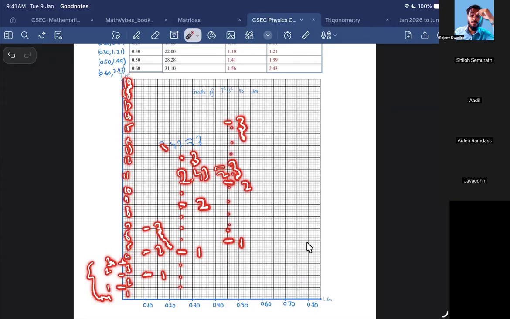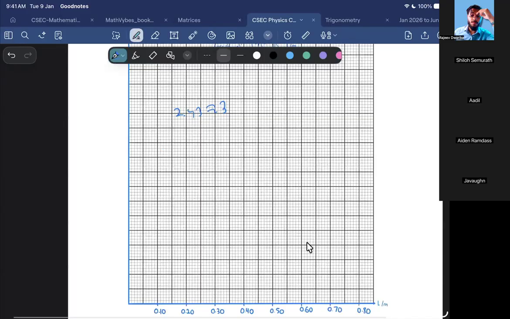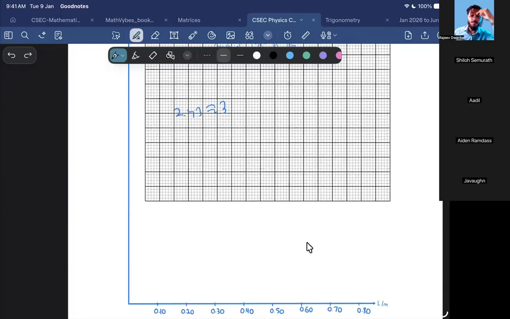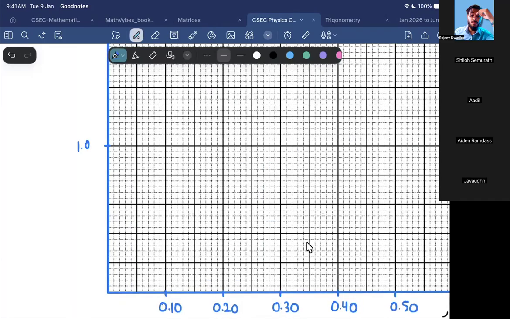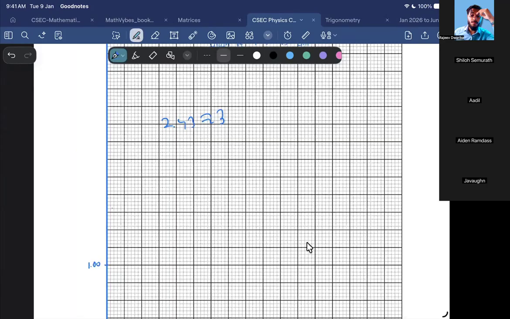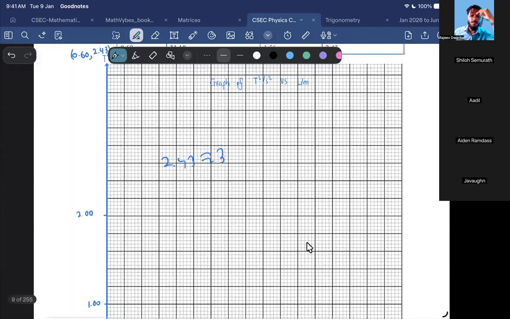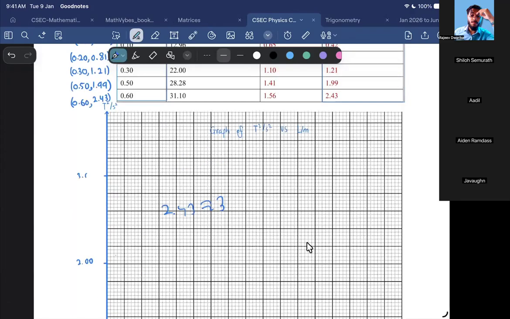Everybody okay with how we're figuring out the graph? Javon, Aidan, Adil, Shiloh, everybody okay or no? Yes, sir. Alright, so we decide to use 5 to 1. Alright, so 1, 2, 3, 4, 5. 1, 2, 3, 4, 5. 1, 2, 3, 4, 5. Cool.